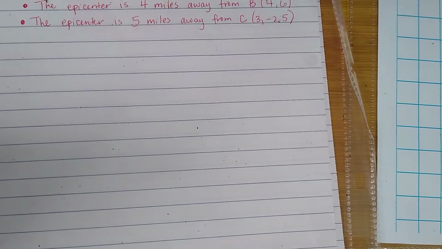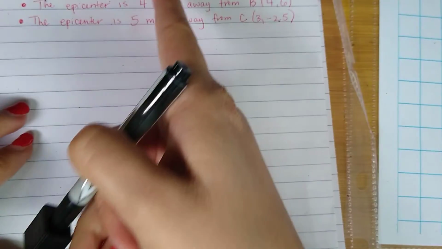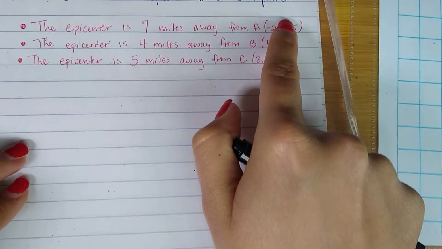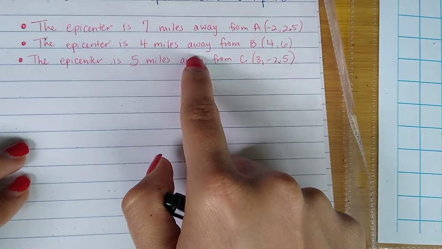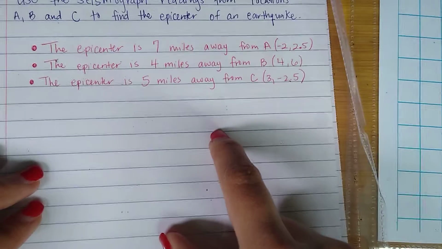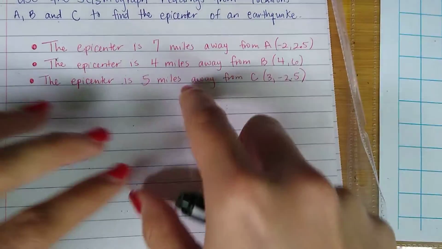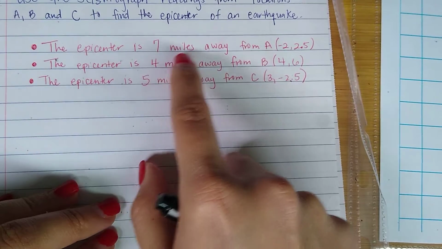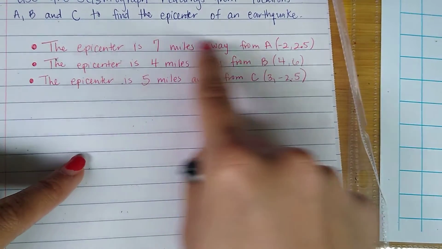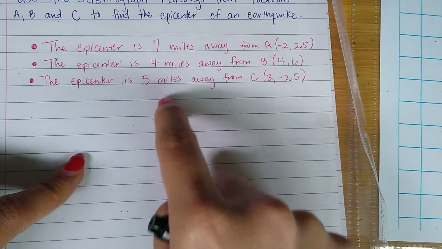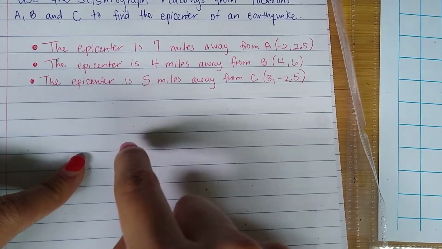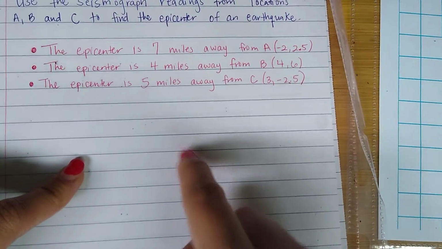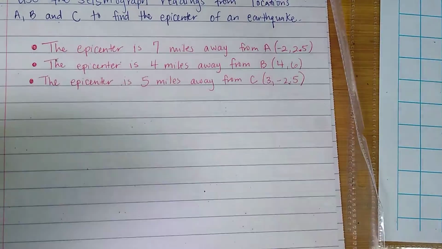So the first thing I need to do: I have 3 circles centered at 3 different points, and they each have their own radius. Obviously, we're not going to have an earthquake with 3 different epicenters. But in this case, we're going to draw the 3 circles, and then find the point where all 3 of them intersect in order to find where the epicenter of the earthquake is. So we're going to go ahead and do that.